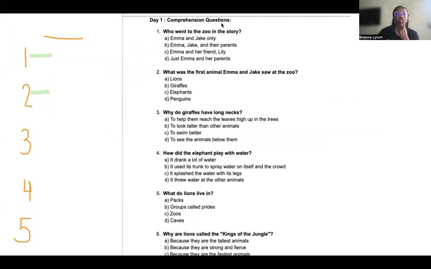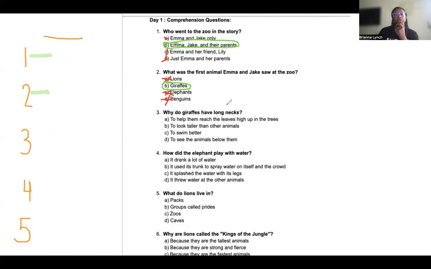You can use your red color pencil to help you do that. So let's look at this one. What was the first animal Emma and Jake saw at the zoo? Did we read about them seeing the lions? Nah. The giraffes? That sounds right. The elephants? We didn't say that. The penguins? Nope. Slash that trash. Now I'm going to take out my green because guess what my answer is? They saw the giraffes when they went to the zoo. They saw those giraffes first.